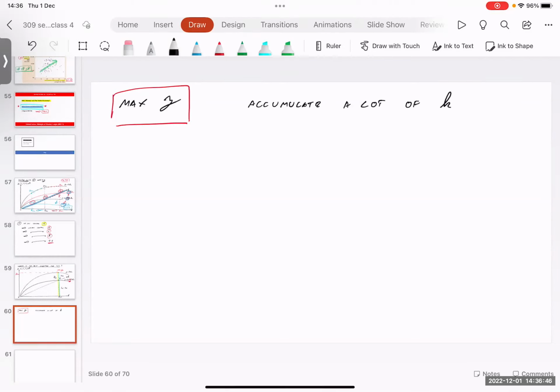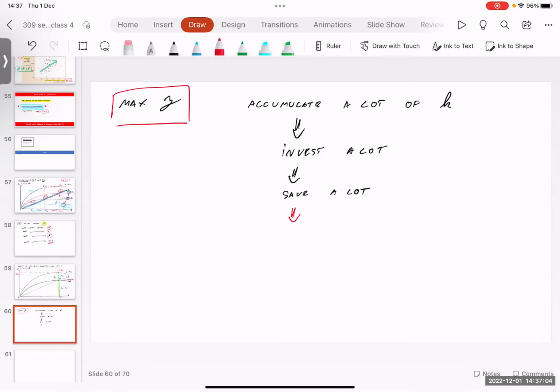When your country needs to accumulate a lot of capital, what does it mean? You need a lot of investment. Okay, you need to invest a lot. If you need to invest a lot, what does it mean? You need to save a lot. Okay. If people in your country need to save a lot, what does it mean?